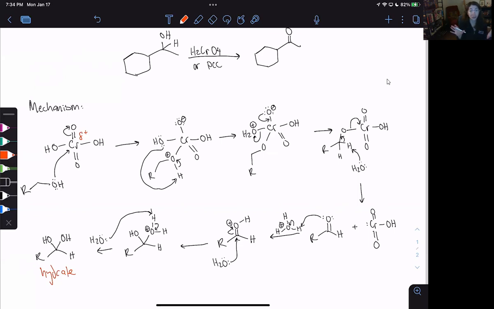So ketones, not so much. Ketones don't want to be in the hydrate form, but aldehydes are okay being in the hydrate form. So as soon as we make that aldehyde, if we have acid and water around, it's going to prefer that hydrate form. So it's going to keep on doing that oxidation process. But if you use PCC, it's going to stop at that aldehyde because it doesn't have acid around, okay?